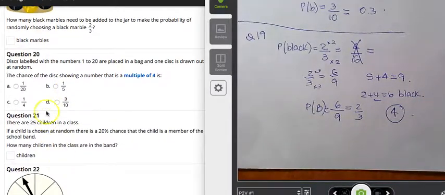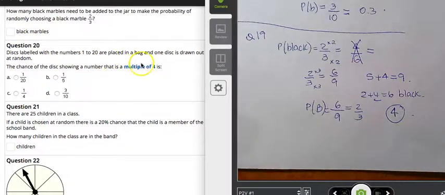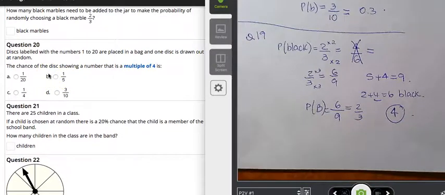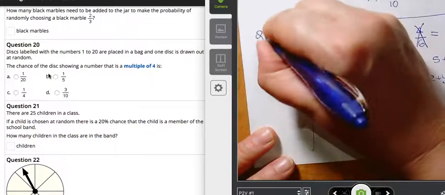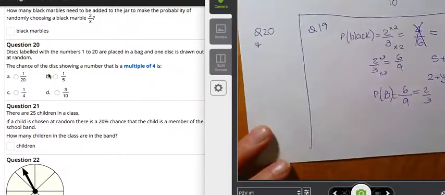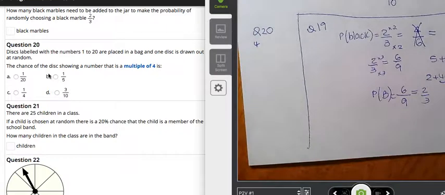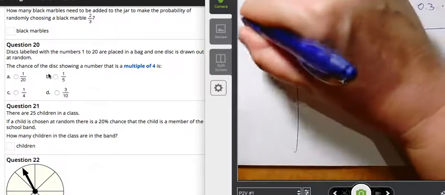Question 20. Discs labelled with the numbers 1 to 20 are placed in a bag and one disc is drawn out at random. The chance of showing a number that is a multiple of 4. Girls, you should remember your multiples of 4. So that's counting up in 4s, or doing your 4 times tables, multiplication tables.